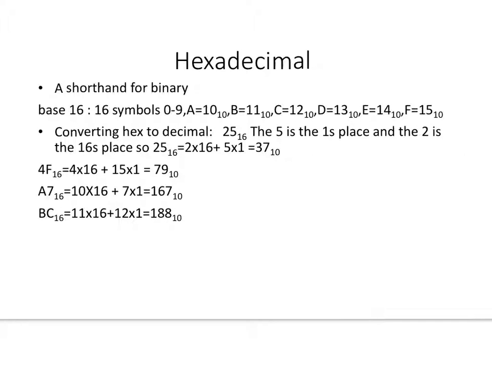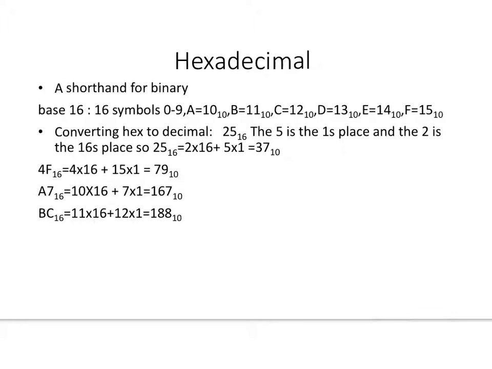Okay, so first of all, if it's base 16, there needs to be 16 symbols. So the 16 symbols are 0 through 9, and then for the remaining 6, we use A, which is equivalent to decimal 10, B, which is equivalent to 11, C, 12, D, 13, E, 14, and F, 15.